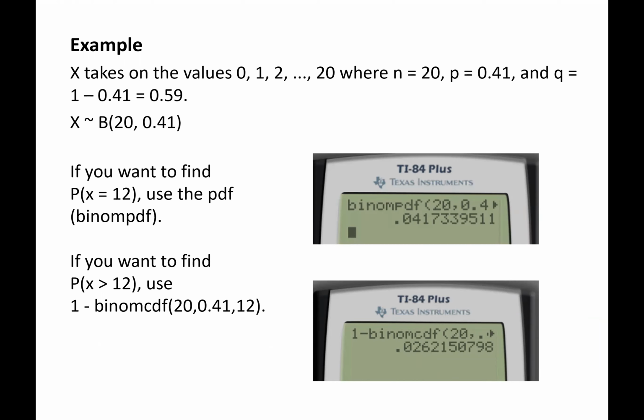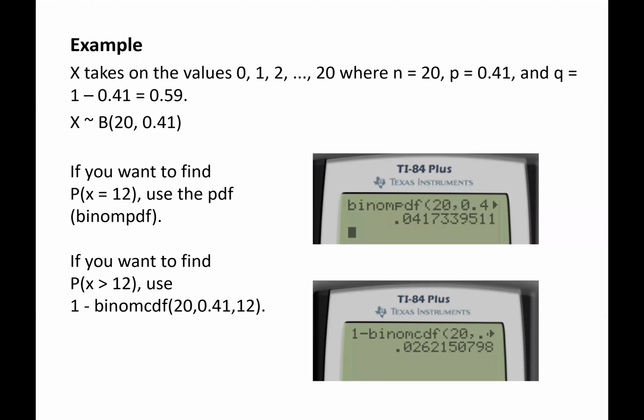If you wanted to find the probability that you get exactly 12 people in this sample of 20 who say they have a high school diploma and no education beyond that, you would use binom PDF. You'd put 20, 0.41, and 12, and that probability would be 0.0417.